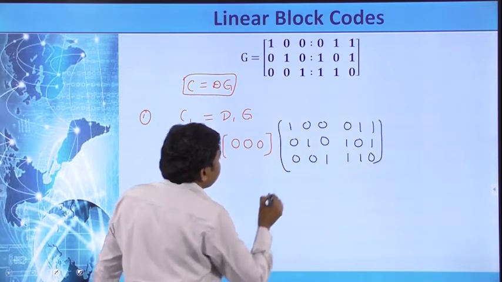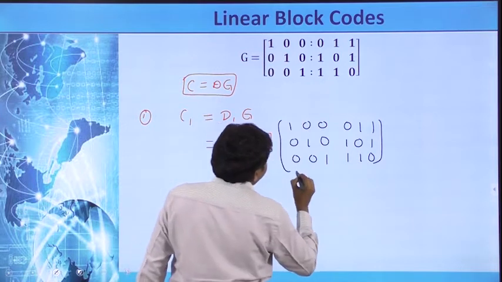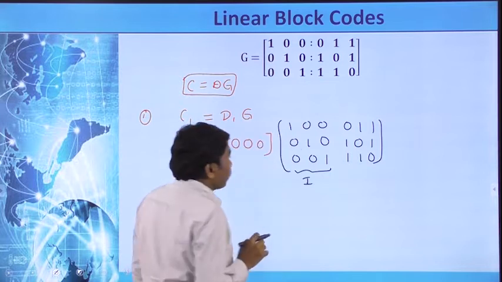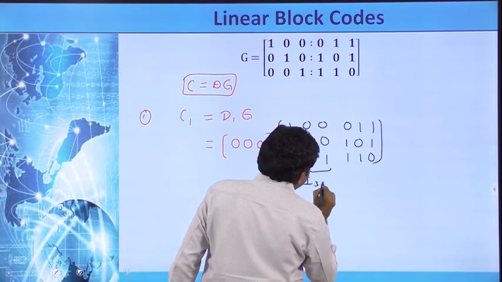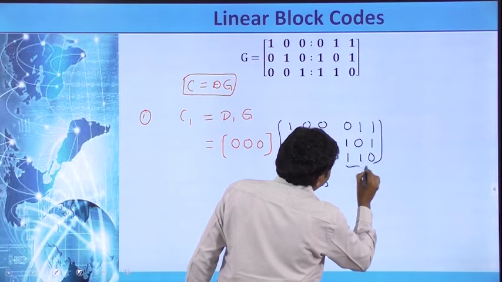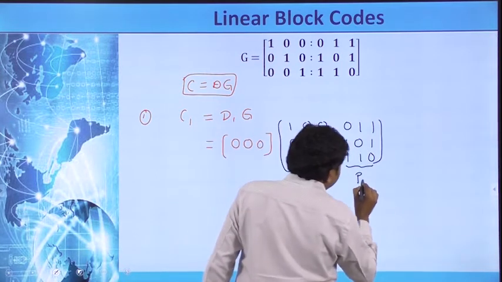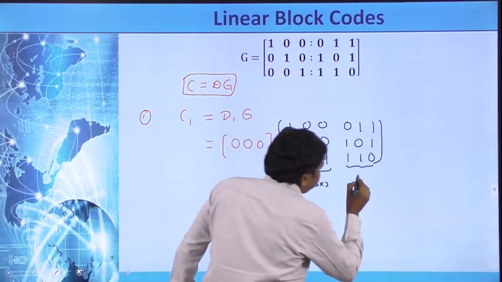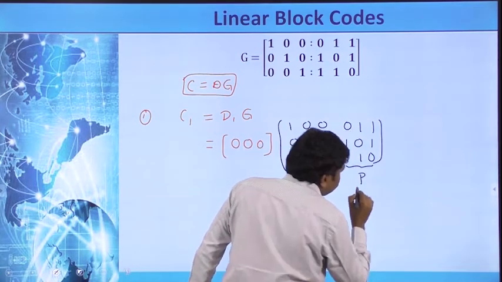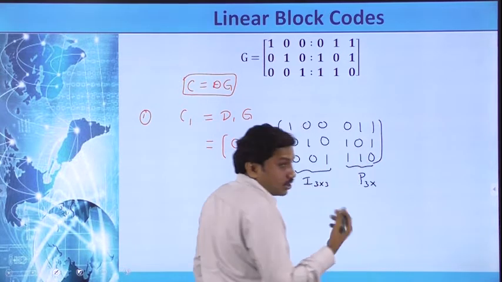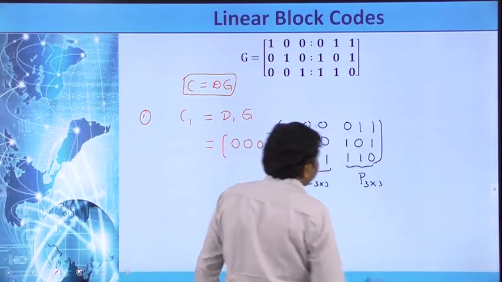Look at here carefully. This one is nothing but the identity matrix with order 3 by 3, whereas this one is the P matrix with order K by n minus K. Here K means 3, so the order is K by n minus K. The K value is 3, and n minus K, 6 minus 3, is once again 3.